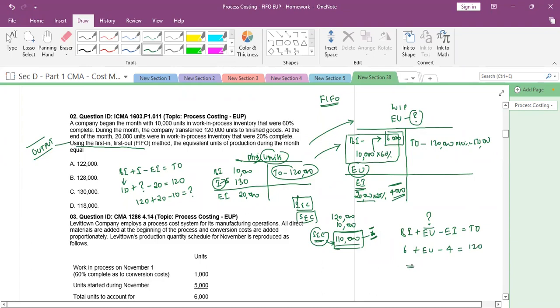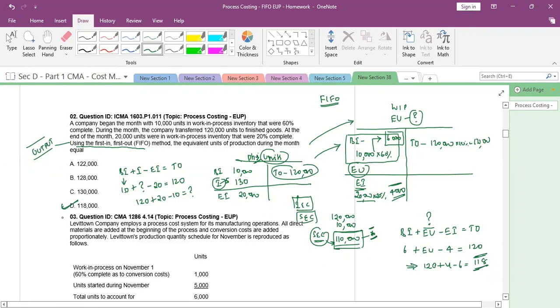So then in the next equation, 120 plus 4 minus 6. So 120 plus 4 is how much? 124. 124 minus 6 is how much? 118,000. This is the answer they asked. So I hope it is clear to everyone, right?